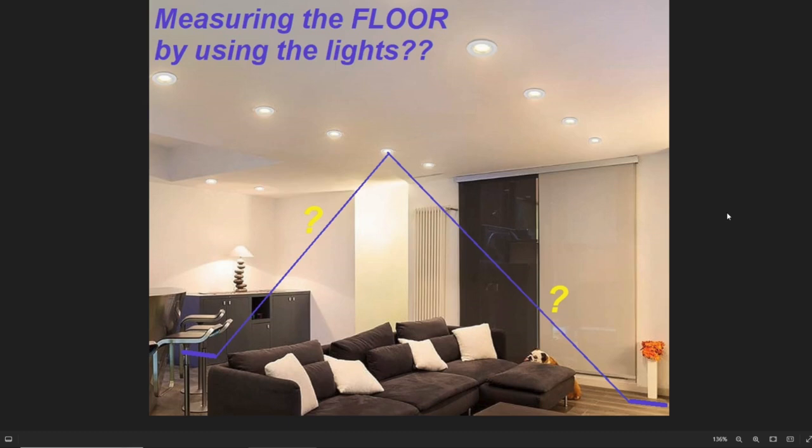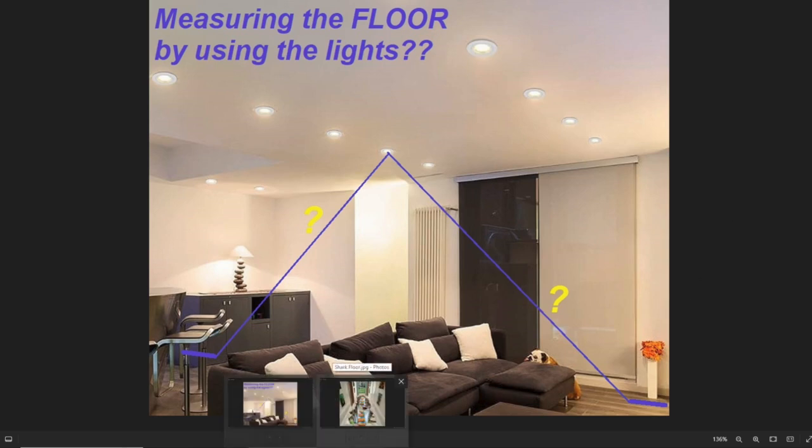Obviously, with curves, you get a position on the actual curve itself. But I'm just doing a floor here because that was what they were saying. You don't measure a floor with the lights in the sky. So that was his challenge, I guess, measuring the floor using the lights.